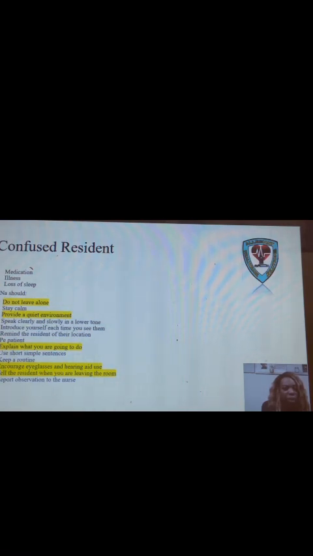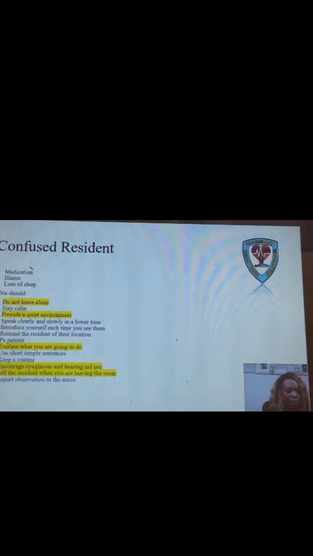You do not want to leave the resident alone. You want to stay calm. You want to provide a quiet environment for the resident. You want to speak clearly and slowly in a lower tone. You want to introduce yourself each time you see them. You want to remind the resident of their location. Always remember to be patient. Explain what you're going to do before you do it. Make sure you're using short and simple terms that are easy for the resident to understand.